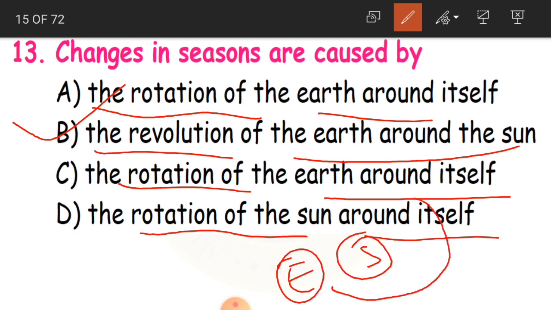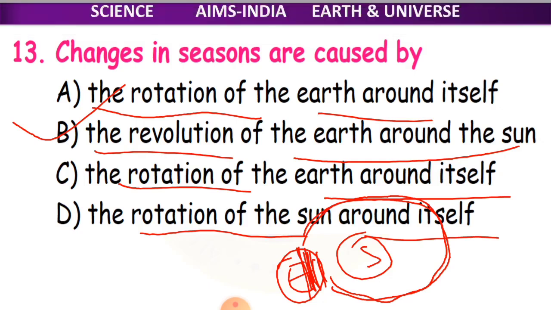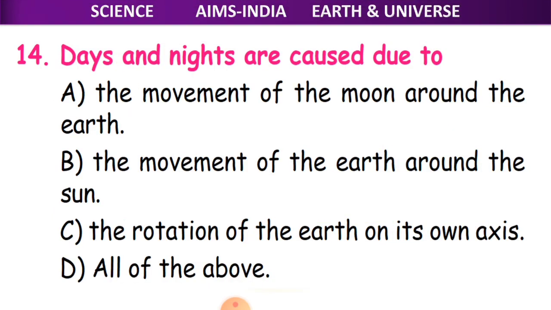So, when this half part is rotating, the half part which is going to face the sun, according to that, the seasons are going to change. So, the revolution of the earth around the sun is the answer.